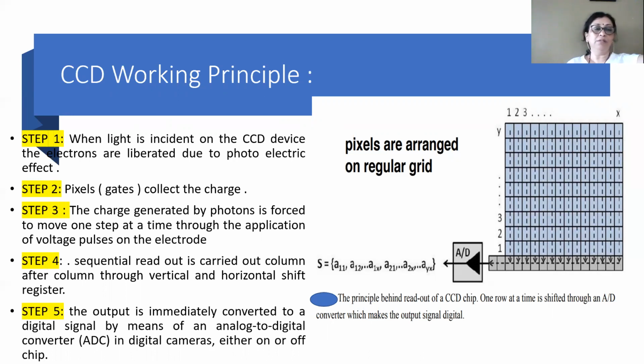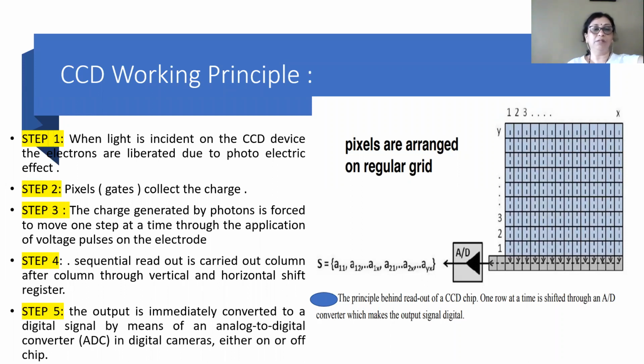Now, in step two, what happens? Number of pixels are present. Pixels are nothing but metal gates. They are present on the surface of the image sensor, and they collect the charges. They collect the charges because as electrons are generated, positive charges will be induced on the metal gate. Okay, and positive charges induced will be proportional to the number of electrons generated. So the charge is generated or collected on the metal pixel. So this is step number two.